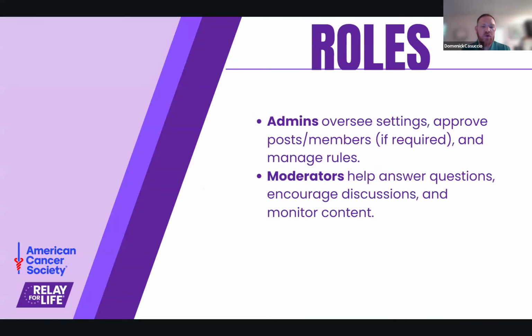So there's two different roles within groups. Of course, you can just join the group as a member. But there's two roles that we really want to talk about today: admins versus moderators. Admins oversee all of the settings. They set up the group, they can approve posts, and they can approve members to join if that's required within the settings. And they can also manage the rules. We're going to talk about rules in a second.